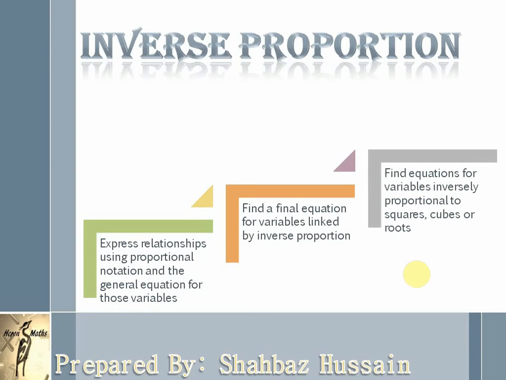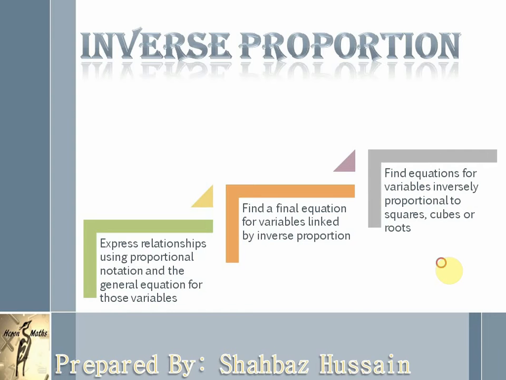And then the third step is to find equations for variables inversely proportional to squares, cubes, or roots. So we have to find the equations by using the general equation, by using this second step equation. When we modify this equation, we go on to further simplification to find the further values, the further unknowns, whatever the unknowns are, in the form of squares, cubes, or roots.